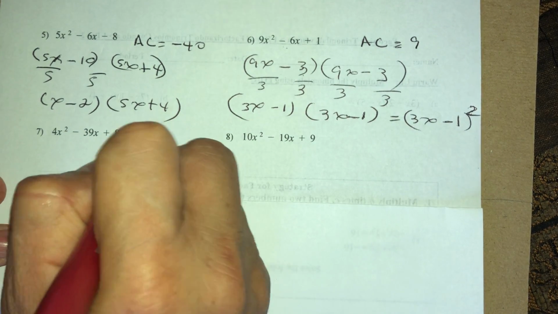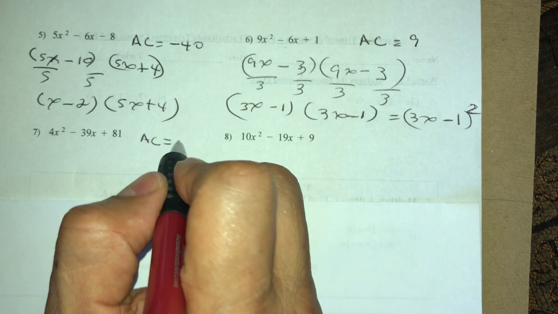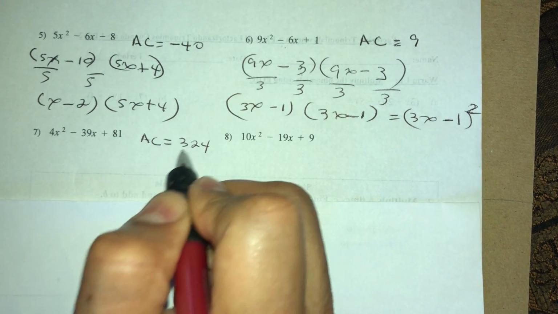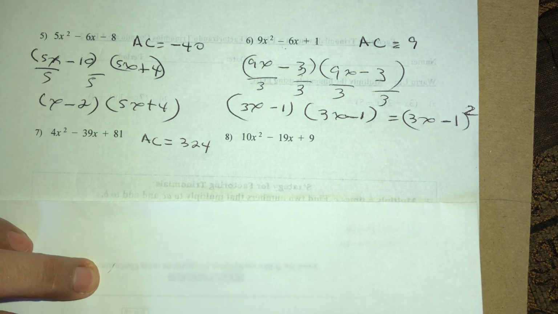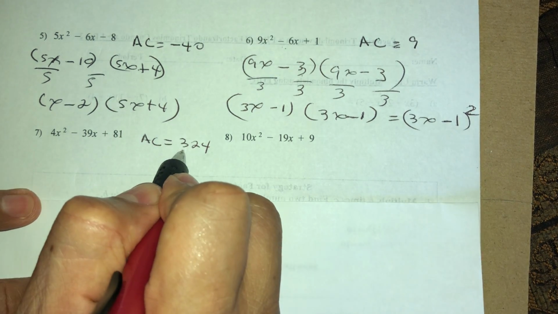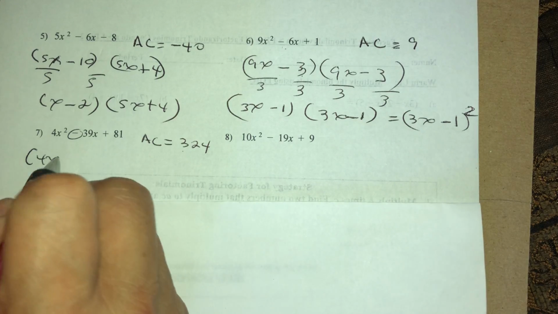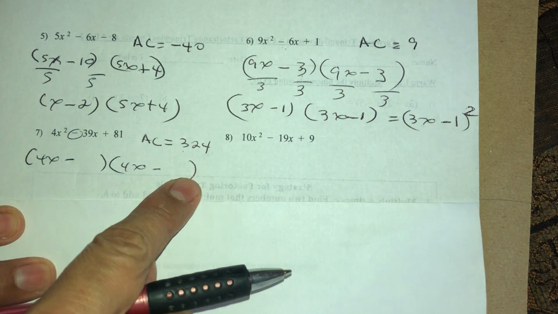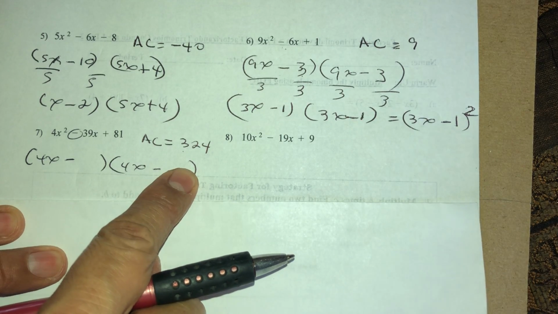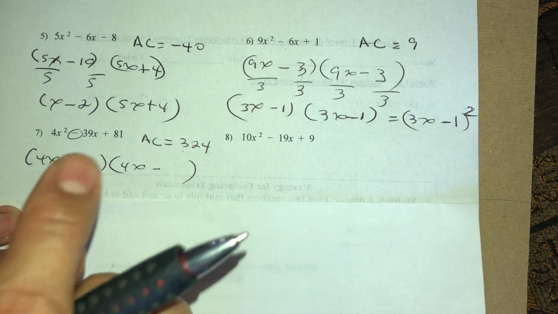Okay, so let's continue. This is going to be a big number. So it's going to be 162, I think it's 324, okay? So let me just double check, because I haven't done it. 4 times 81 is 324, so I'm right. So remember, that's positive. So both bubbles are going to be negative, all right? So I'm going to keep my 4x minus, 4x minus, and 2 factors of 324 that when I add will give me 39. And I believe it's 17 and 12.